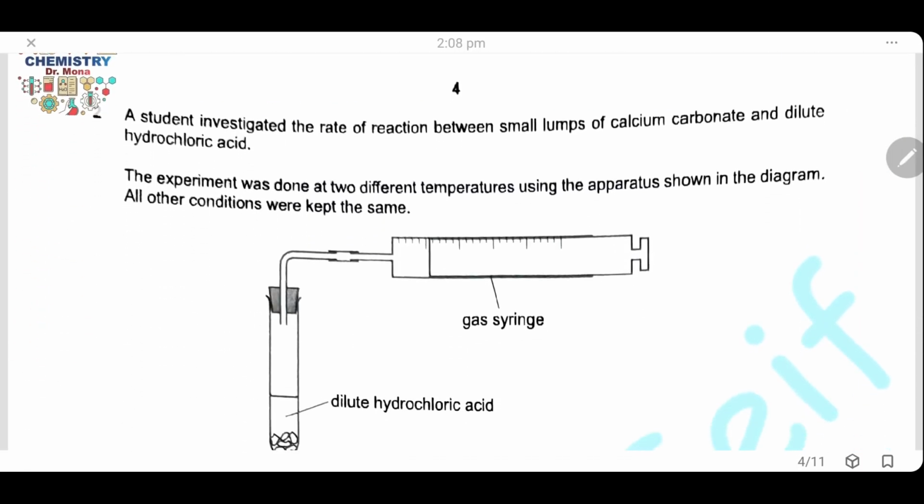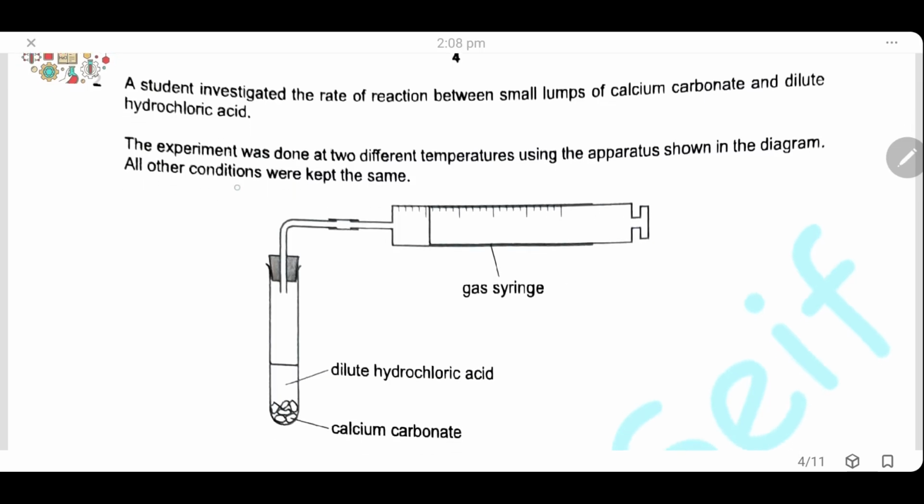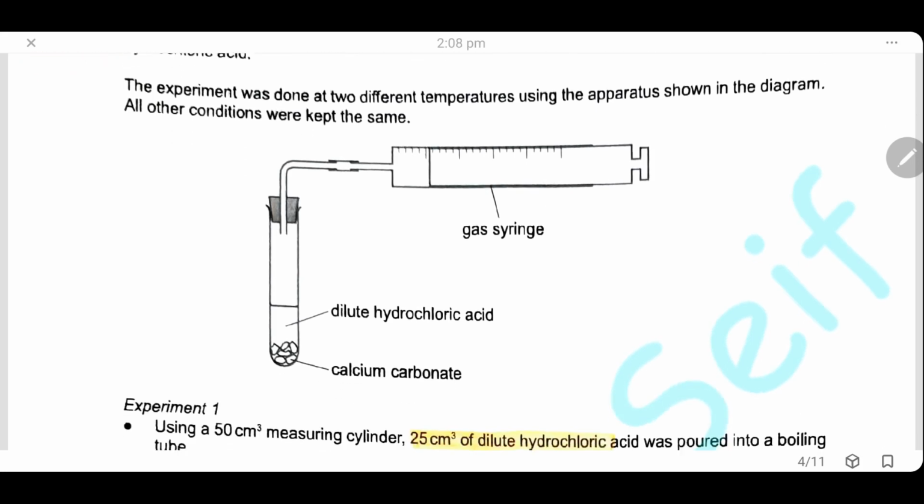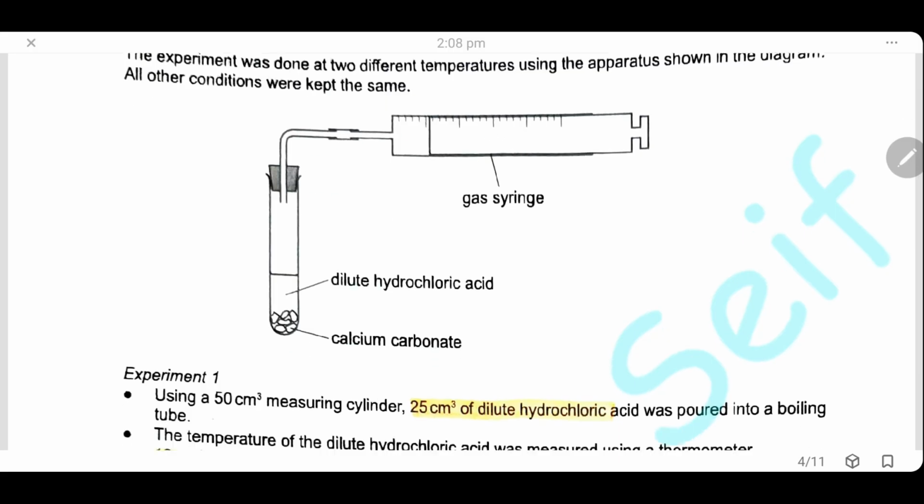Question 2. A student investigates the rate of reaction between small lumps of calcium carbonate and dilute hydrochloric acid. We are doing this experiment at two different temperatures and all other conditions were kept the same. Here, the small lumps of calcium carbonate and dilute hydrochloric acid react, and the gas is collected in a gas syringe.